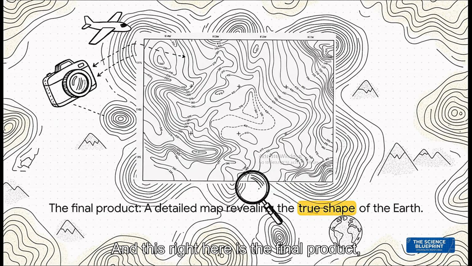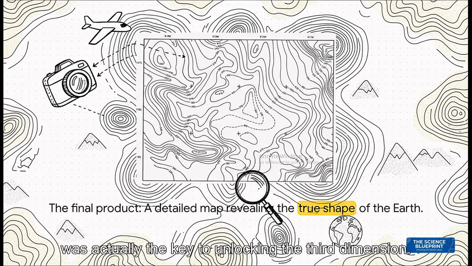And this right here is the final product, a detailed, information-rich topographic map. Every single winding line on this page tells you a story about the land. Its ups, its downs, its cliffs, its valleys. It reveals the true shape of the Earth. And it all started with a plane, a camera, and the brilliant idea that a flaw in a photo was actually the key to unlocking the third dimension.